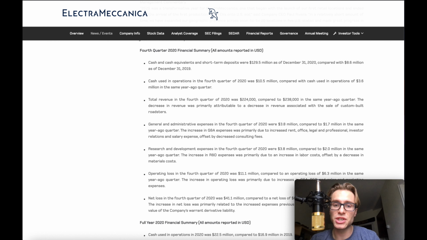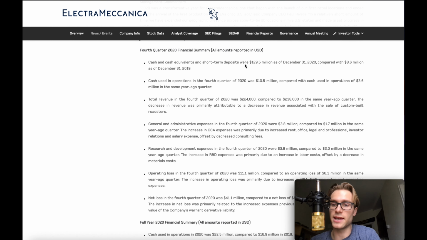First, cash and cash equivalents and short-term deposits were $129.5 million this year, compared with $8.6 million as of December 31st, 2019, so compared to last year. And a lot of that was because they raised capital through investments, through share offerings, etc. Okay, so they raised a lot of money.